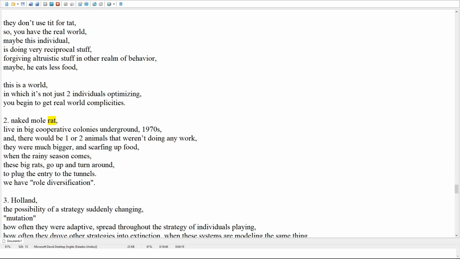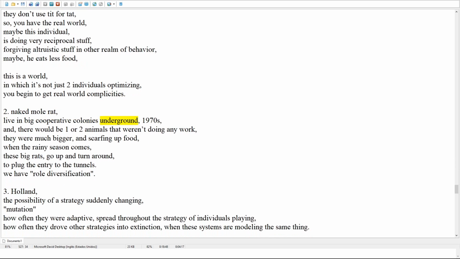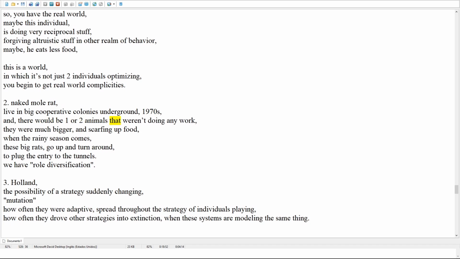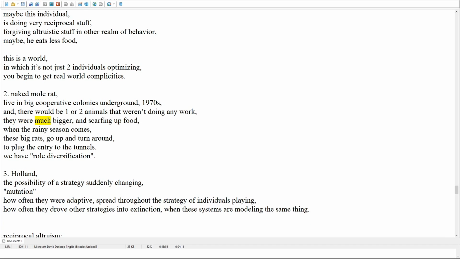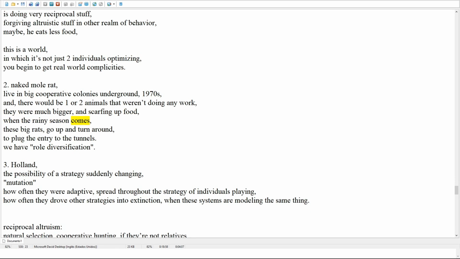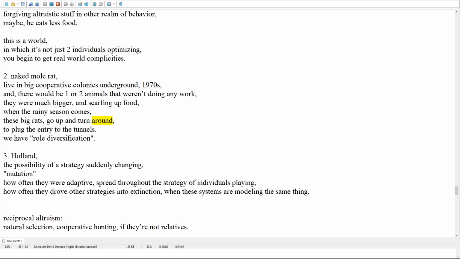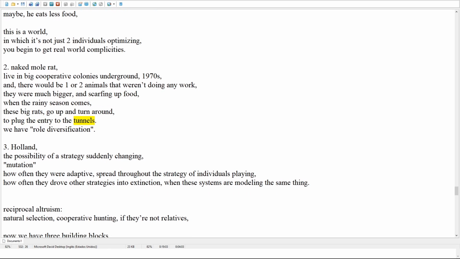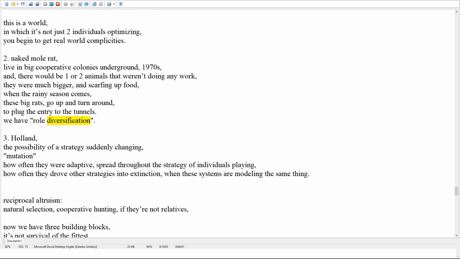2. Naked mole rats live in big cooperative colonies underground, 1970s. And there would be 1 or 2 animals that weren't doing any work. They were much bigger, and scarfing up food. When the rainy season comes, these big rats go up and turn around to plug the entry to the tunnels. We have role diversification.